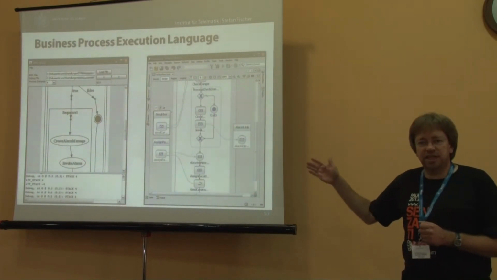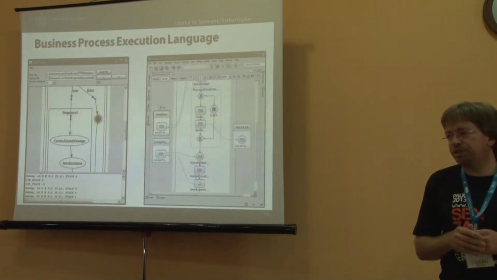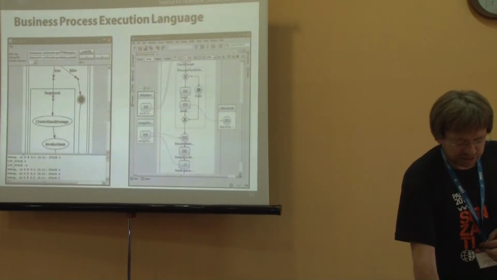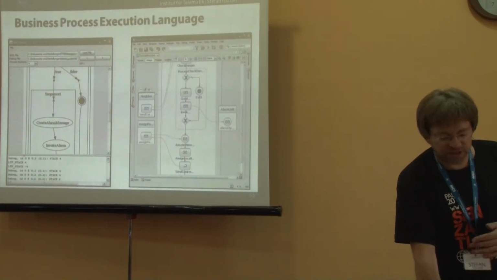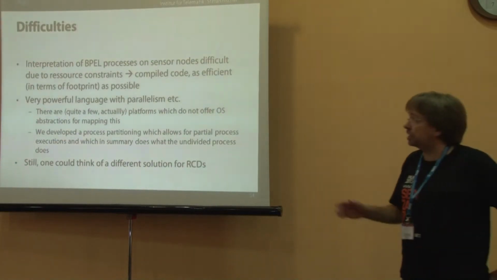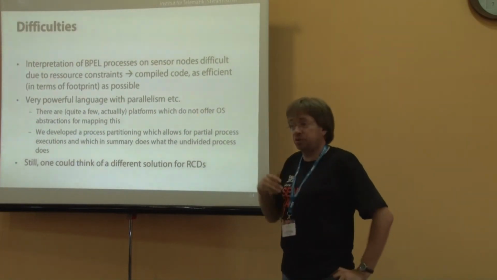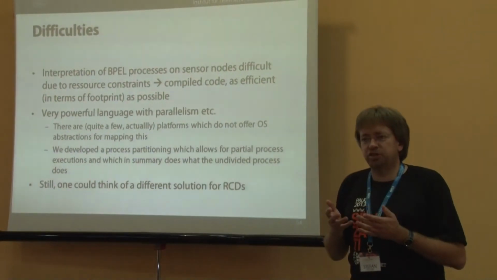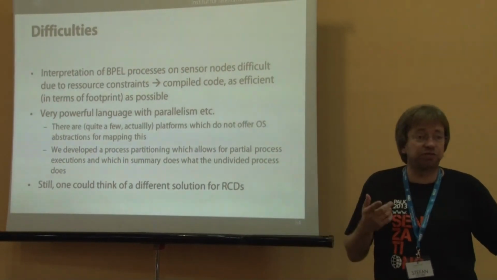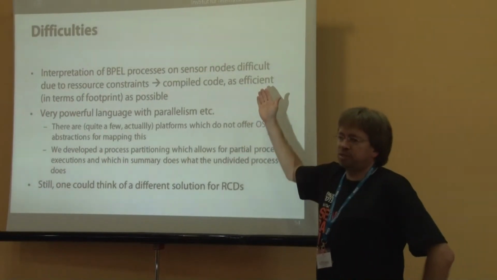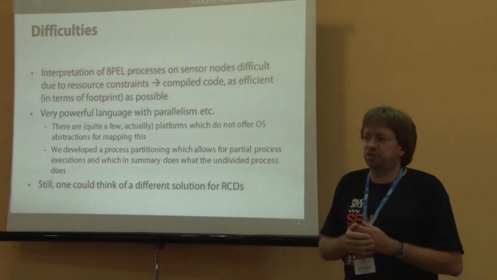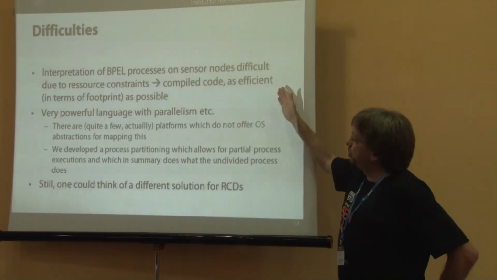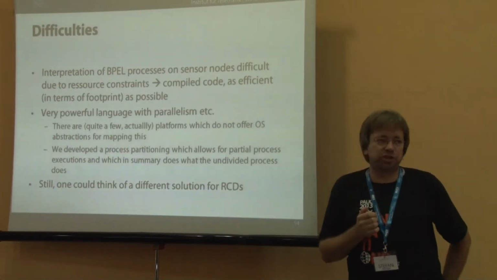So this is already standard in enterprise IT systems. BPEL, business process execution language, is something that people know how to use, and how to program it and so on. But doing this on sensor networks is still a difficulty. Interpretation, for instance, of BPEL processes. So having a BPEL processing engine which loads the process description and then interprets it, which is often done in enterprise IT, is more or less impossible due to resource constraints. I mean, even the process description usually is already too big. So the only solution probably is compiled code, which in terms of footprint is as efficient as possible.